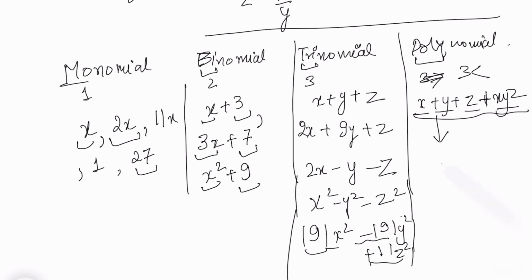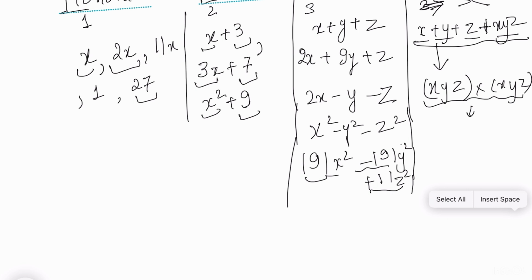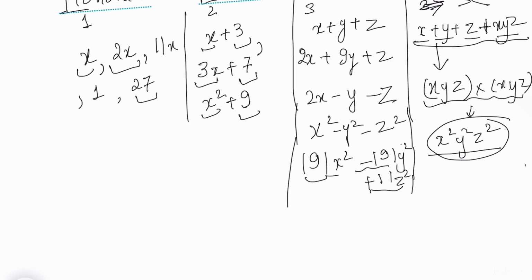But suppose I had written this as x, y, z multiplied together, and then multiplied that with this whole term. I'll teach you how to do multiplication, but once you multiply, it will actually be x square y square z square. So this will be the multiplication of this.